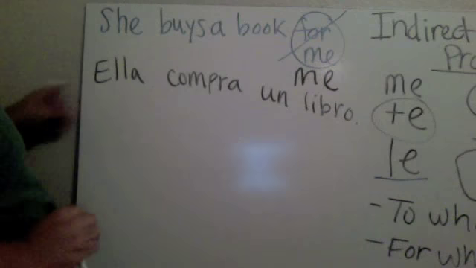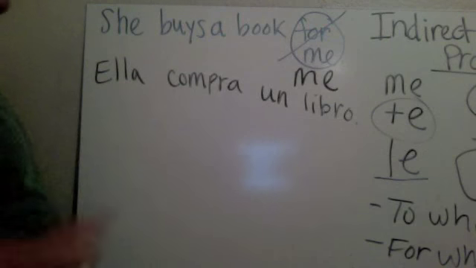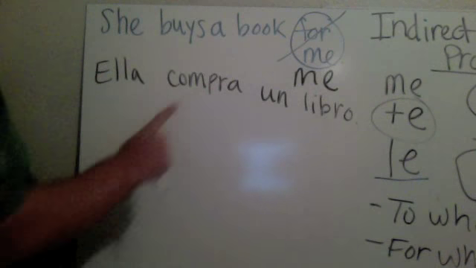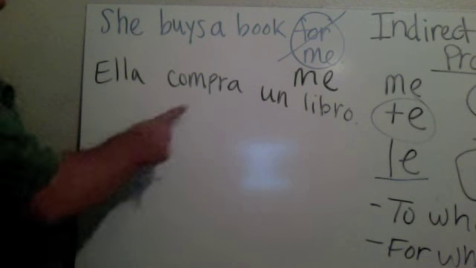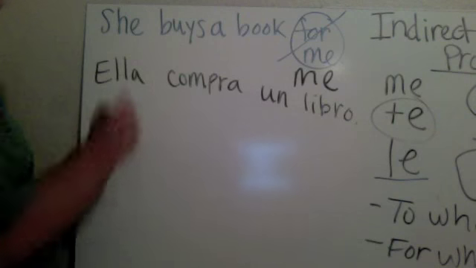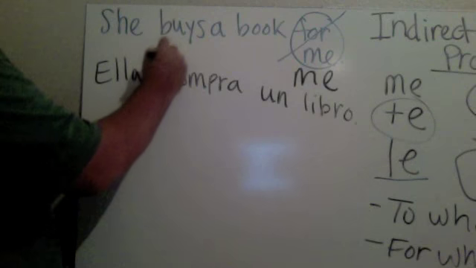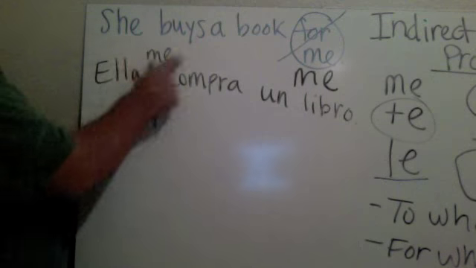Now, where are we going to place that me? Well, all we have is a conjugated verb. There are no infinitives in this sentence. There's no ando yendo, present progressive in this sentence. This isn't a command, so our only option is right here. Ella me compra un libro. She buys a book for me.